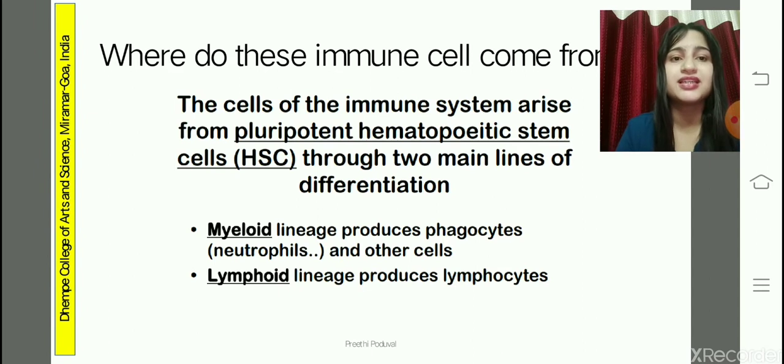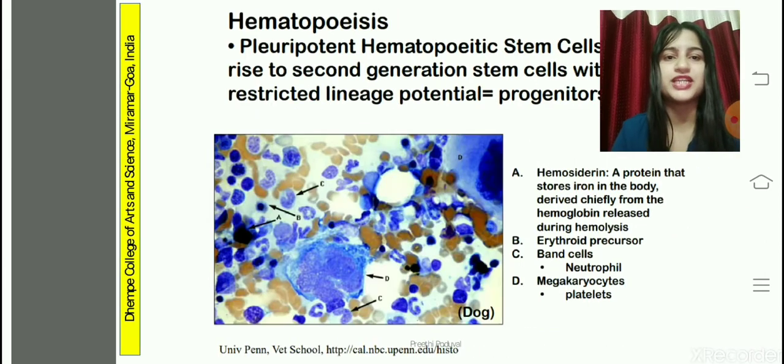So from where do these cells arise? The answer to this question is that these cells come from the hematopoietic stem cells or the HSCs, which is the main event that helps in formation of these cells. And these HSCs undergo differentiation to form two lineages. The first lineage is called the myeloid cells and the second lineage is called the lymphoid cells. So the myeloid lineage produces phagocytes, neutrophils, whereas the lymphoid lineage produces the lymphocytes.